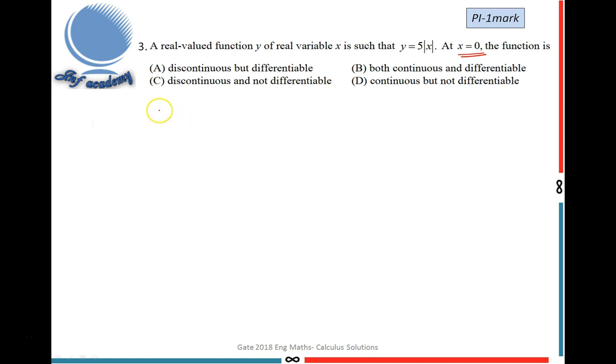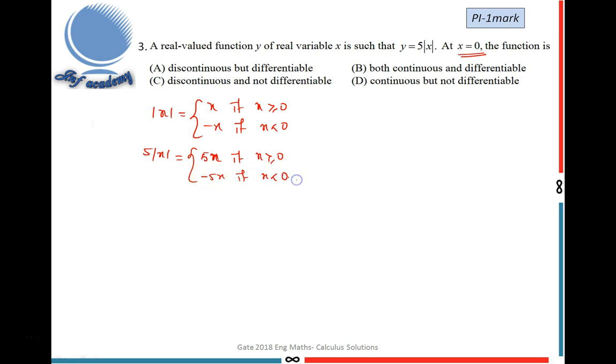How to define the modulus x function? Modulus x is equal to x if x is greater than or equal to 0, and minus x if x is less than 0. This is the definition of modulus x. Then 5 modulus x is 5x if x is greater than or equal to 0, and minus 5x if x is less than 0. First I check the continuity. Continuity says the left hand limit at x equal to 0, the right hand limit at x equal to 0, and f of 0 must be equal.